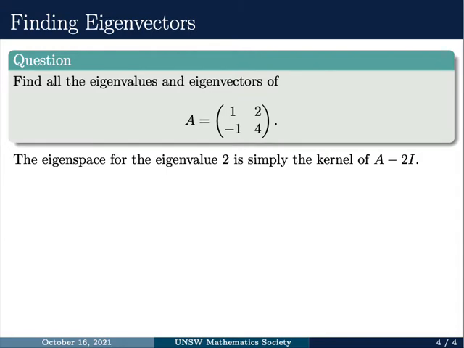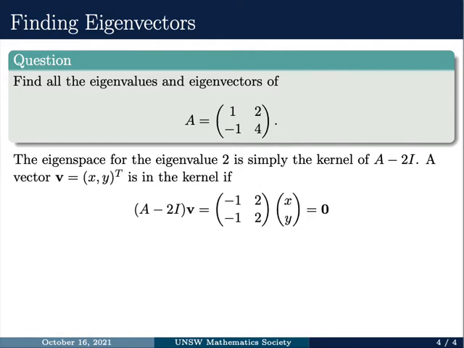Next we want to find the eigenvectors of the matrix. For the eigenvalue 2, the eigenspace for this eigenvalue, which means the set of all eigenvectors with the eigenvalue 2, is simply the kernel of A minus 2I. So if we have a vector, which we'll just call v, with components x, y, and it lies in the kernel, what we're saying is that when I apply A minus 2I to this vector, it gives me the 0 vector. Here we've evaluated A minus 2I to be this matrix: negative 1, 2, negative 1, 2.